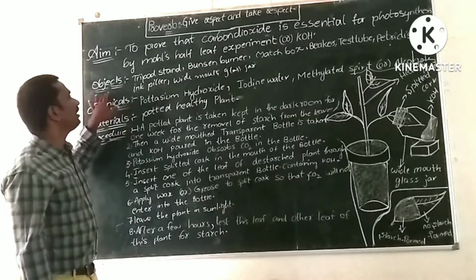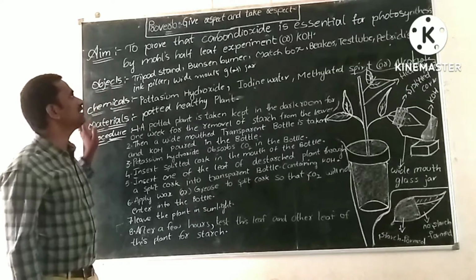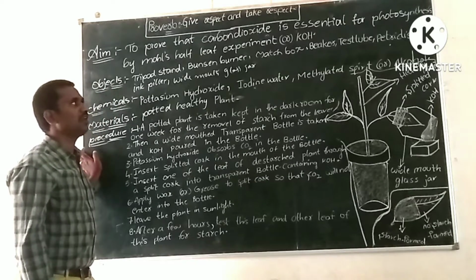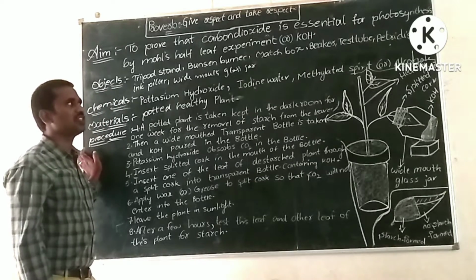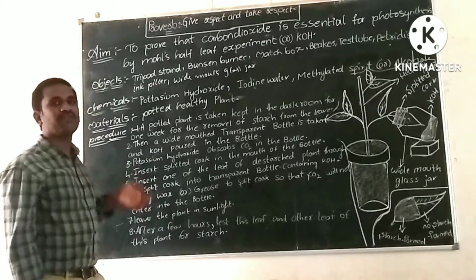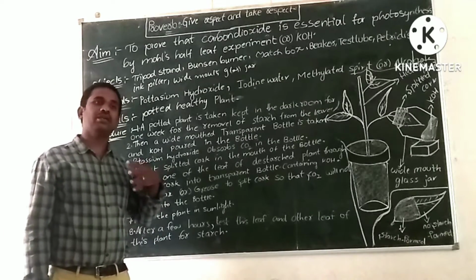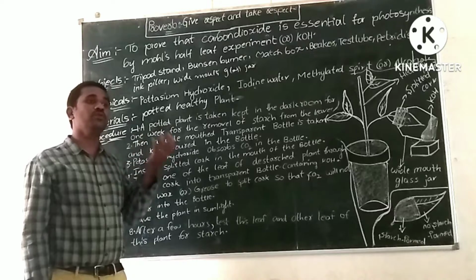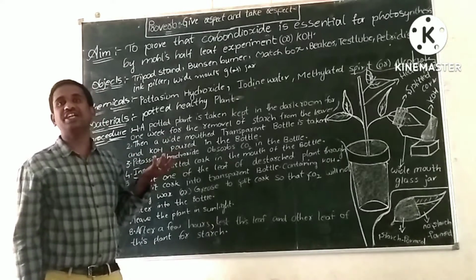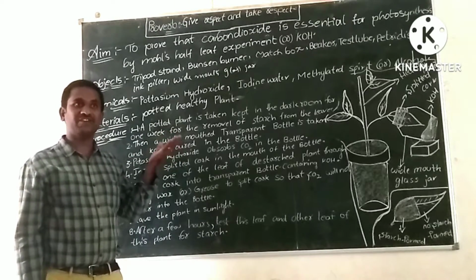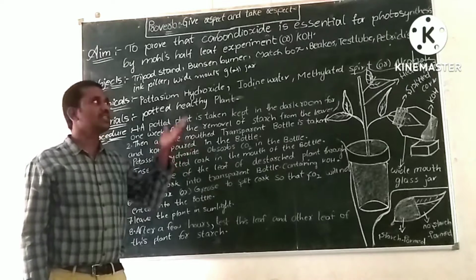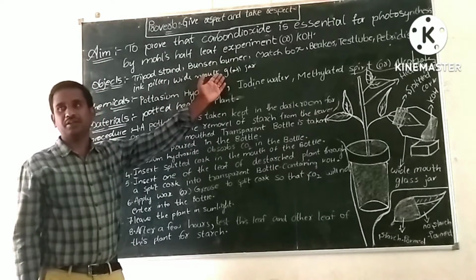Now, what objects are we using here? A tripod stand, Bunsen burner, matchbox, beaker, test tube, petri dish, dropper and a wide mouth glass jar. The apparatus used in the starch identification test, or iodine test, we can write here.